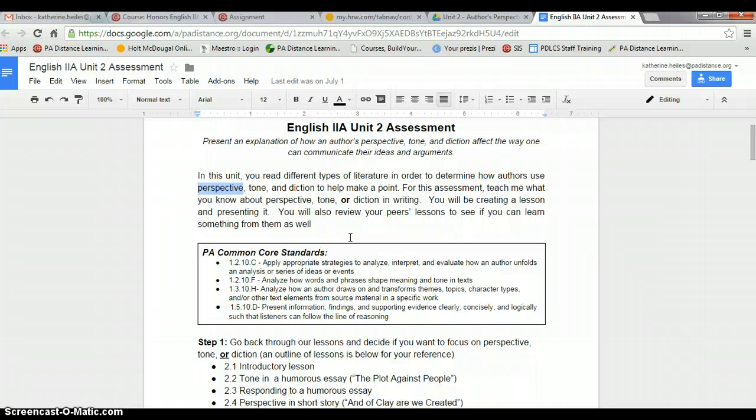So because of that perspective, it's going to affect his attitude about what he writes. He's going to be very serious. He's going to be very sincere about what he writes in terms of segregation. So his diction, his word choice, is going to work to create that tone. He's going to have a very sophisticated, very formal diction to help create that serious tone.